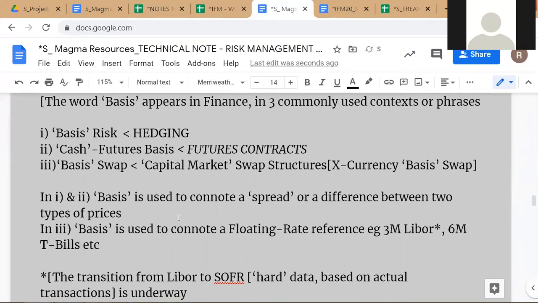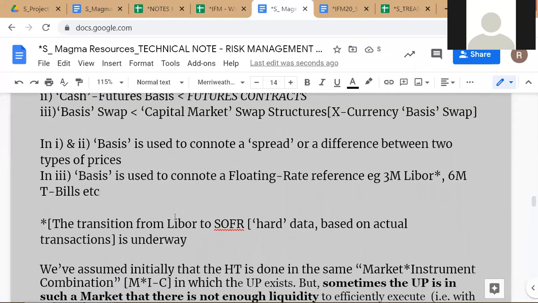And then we have the point input from Utsav about LIBOR and the transition from LIBOR to SOFR, which you should be aware of.